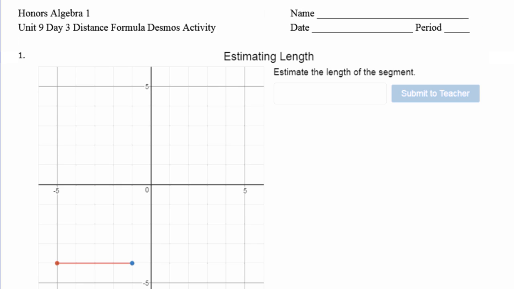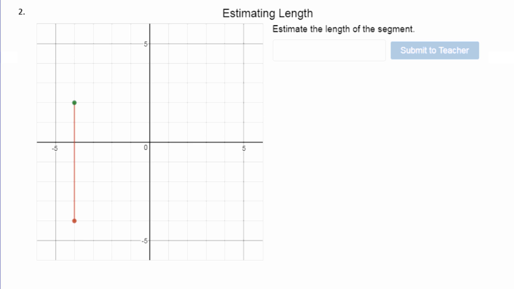Let's take a look at the second example. Here we want to find the length of the segment in red again. What could we do? Well, if we notice in this one, our segment is a vertical line. Its slope is undefined. And we could find the distance between the endpoints by counting the number of units. So again, if we start here, we have 1, 2, 3, 4, 5, 6 units in length.